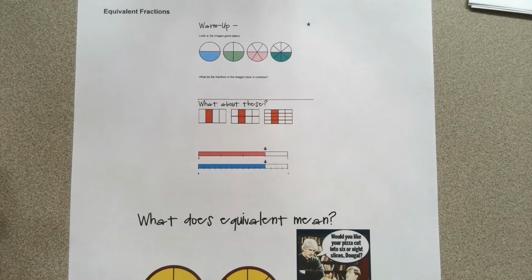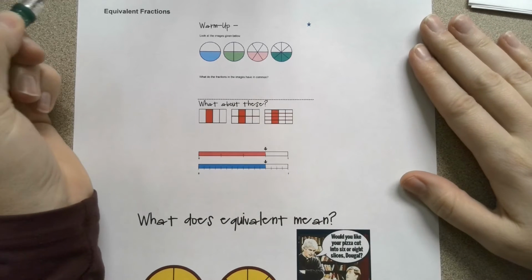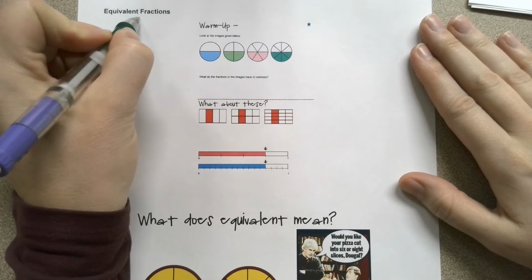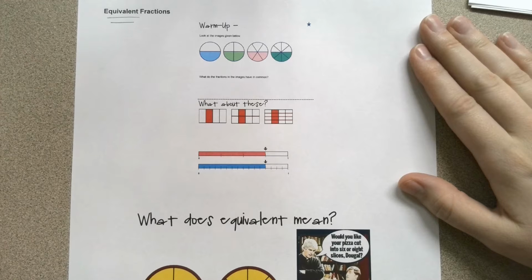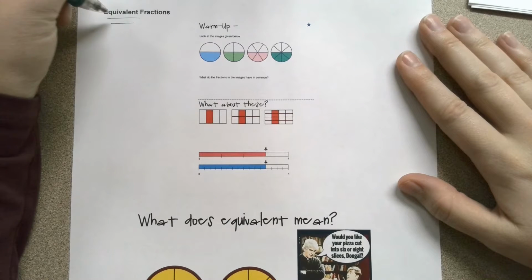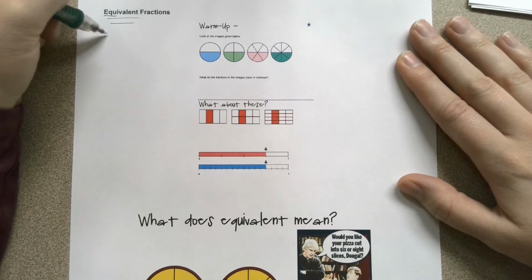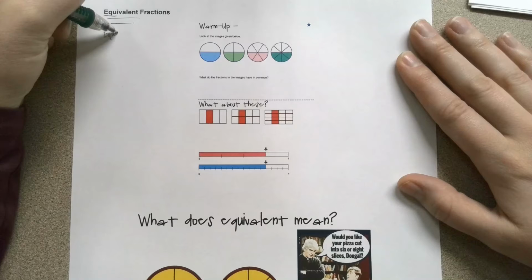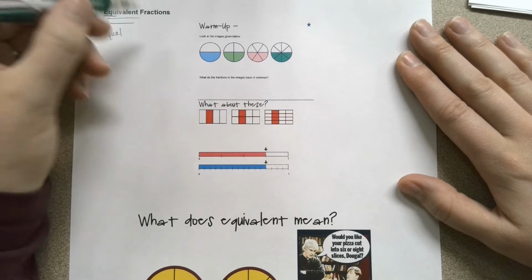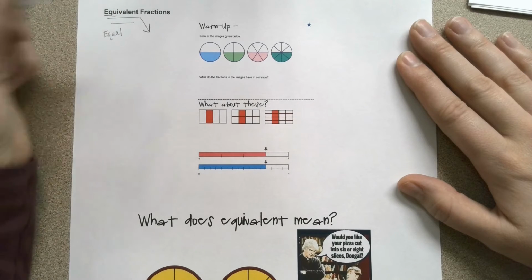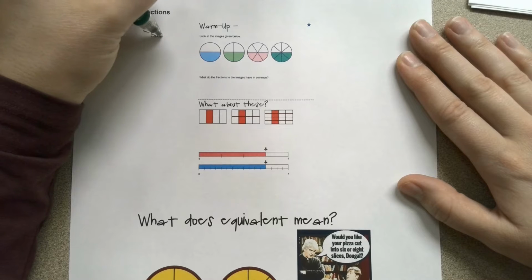Now we're going to talk about equivalent fractions. When we're talking about equivalent, we need to be able to define what that means. Equivalent starts with EQUI, or EQU, which is really similar to how the word equal starts. So equivalent means that it has the same value.